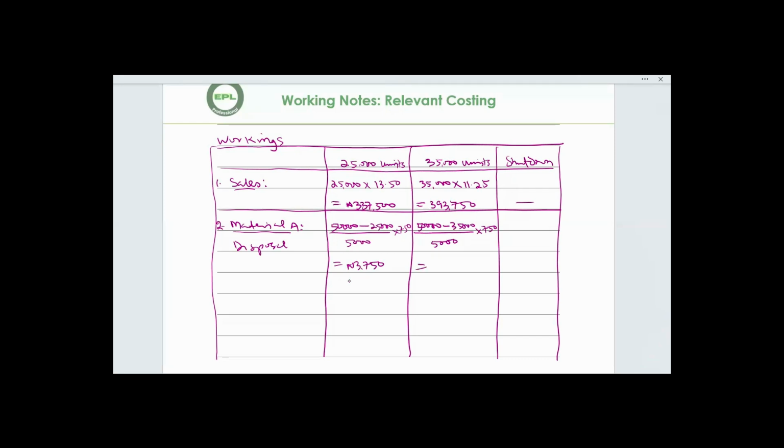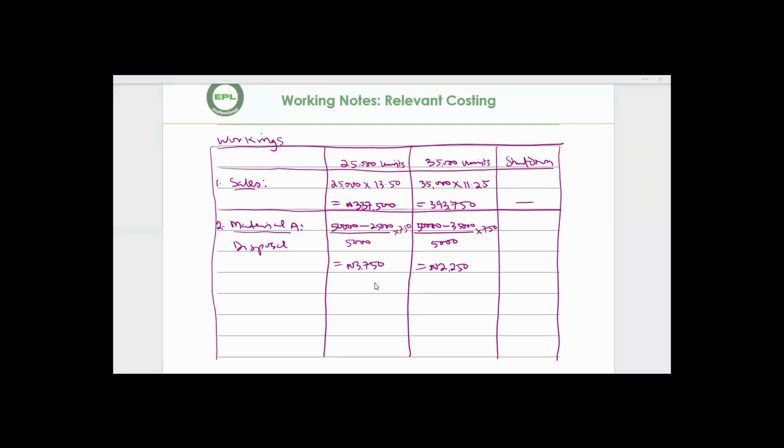Therefore, what do I have here? 15,000 divided by 5,000, multiplied by 750. Sorry, 15,000 divided by 5,000, multiplied by 750. That's 2,250. Here is 2,250.